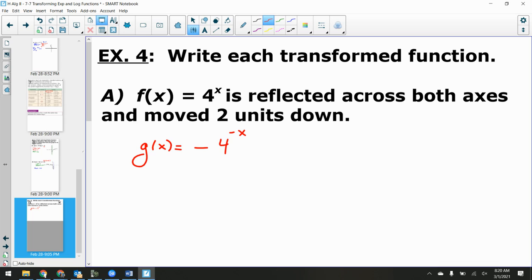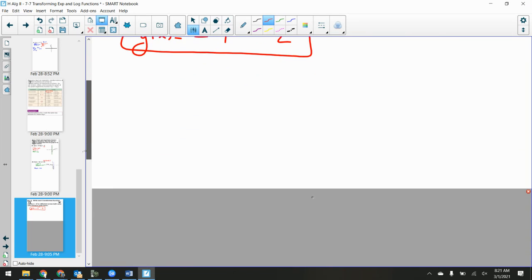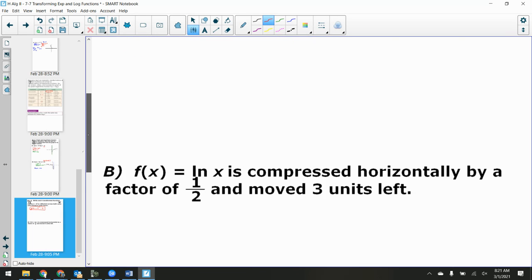Be careful. What is the base of my exponent still? Just 4, not negative 4. Remember, we're never changing the base. And then moved 2 units down. Oh, sweet. Minus 2. Done. You're going to find that writing these functions are a lot easier than the ones that we've done in the past because there is no simplification at the end. You can't really do anything with these exponents because you're so restricted to where it goes.